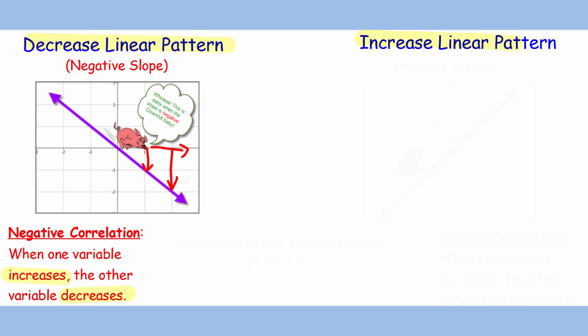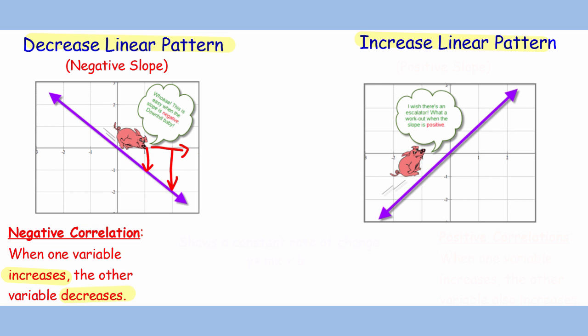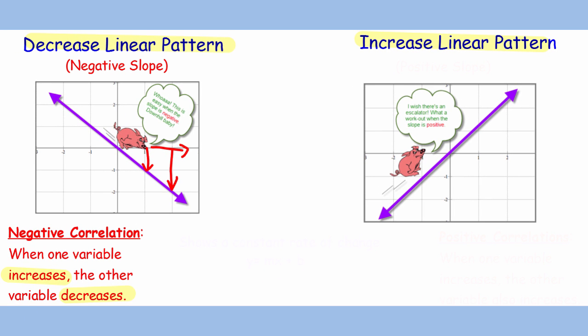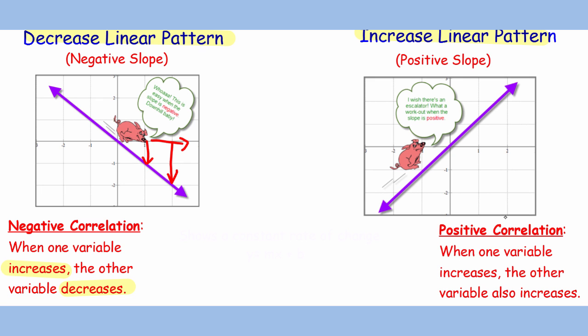Now, increasing linear pattern. Let's take a look at the picture first. It is a line that's running uphill, and as the piggy says, "I wish there's an escalator. What a workout when the slope is positive." So as you can hear, it will be a positive slope, meaning that the line is running up, which will create a positive correlation where both variables increase together. As you go further to the right, the number increases higher. So that's what it means by both numbers increase together.